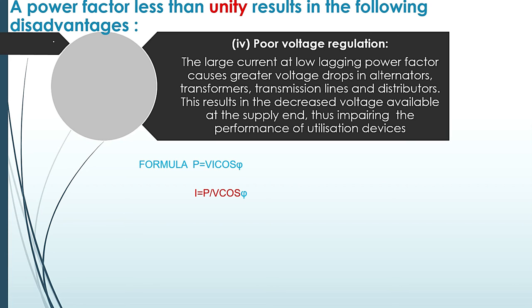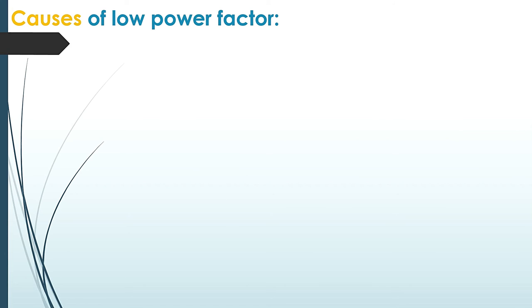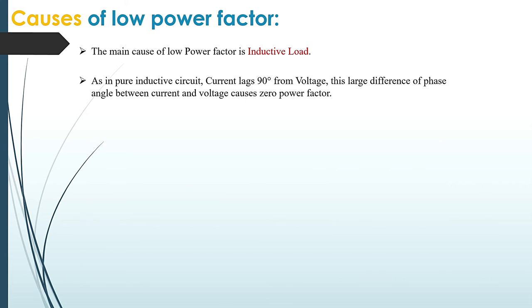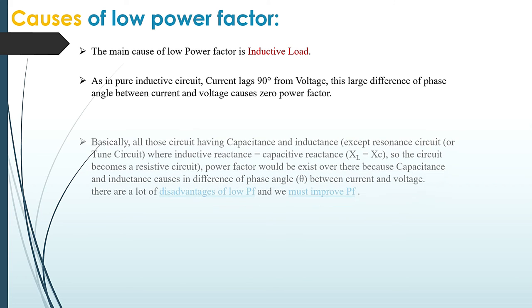We are going to the next topic, that is the causes of low power factor. What are the causes? First, the main cause of low power factor is inductive load. In a pure inductive circuit, current lags 90 degrees from voltage. This large difference of phase angle between current and voltage causes zero power factor. If it is zero power factor, what will happen? Totally the current will be increased, right?